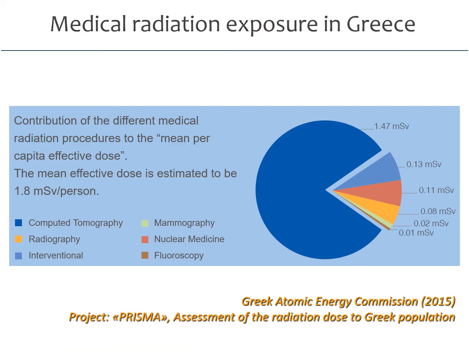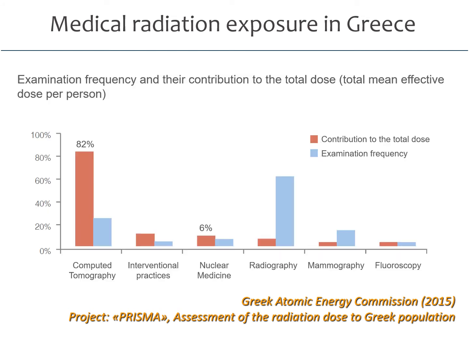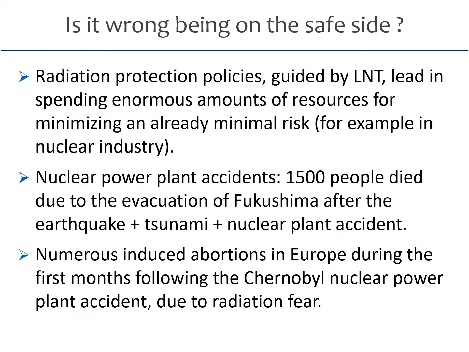And if you're wondering about the corresponding values for Greece, unfortunately we do not have comparative results because the first study of collecting radiation doses to the Greek population was published in 2015, but the mean effective dose for medical exams was calculated to be 1.8 millisievert per person, and more than 80% of that dose was due to CT scans. So adopting the precautionary principle and being on the safe side has been proven quite useful.